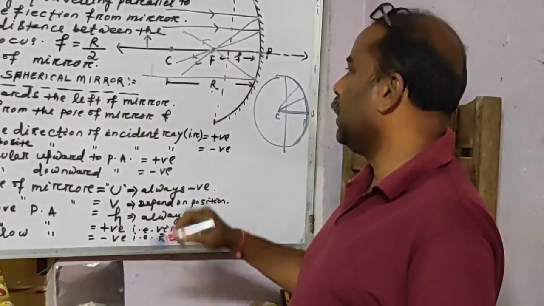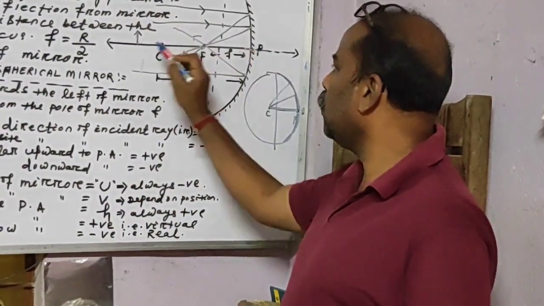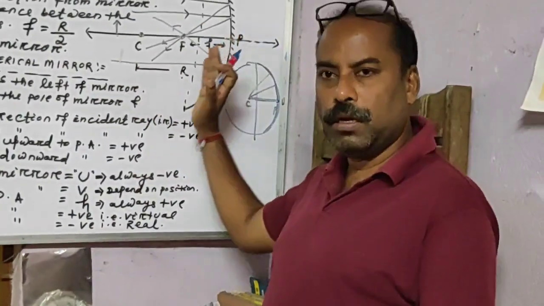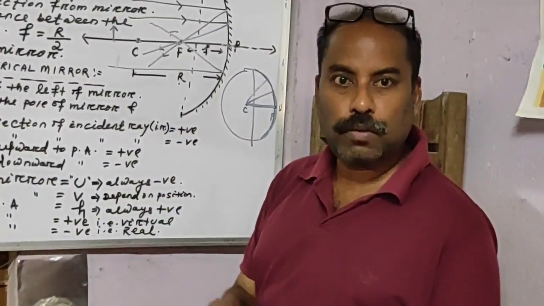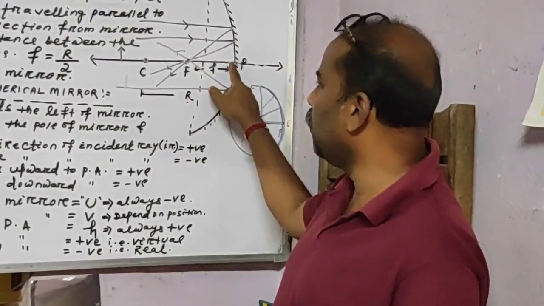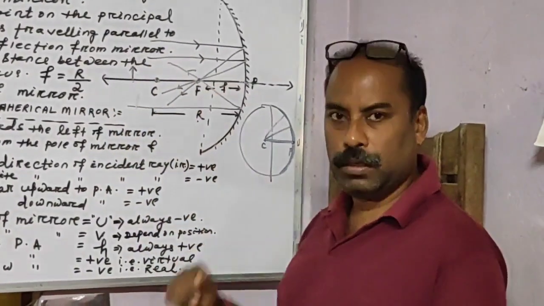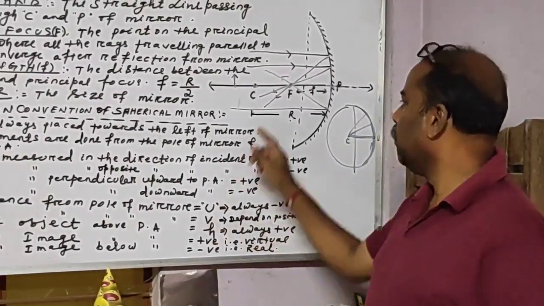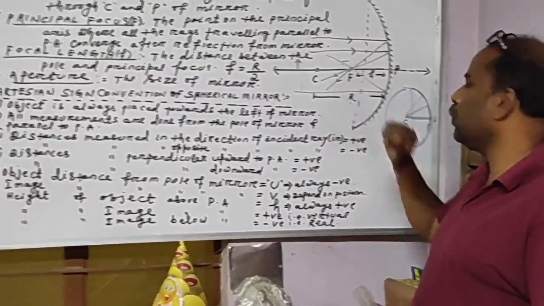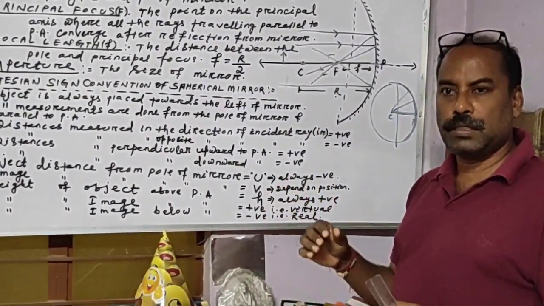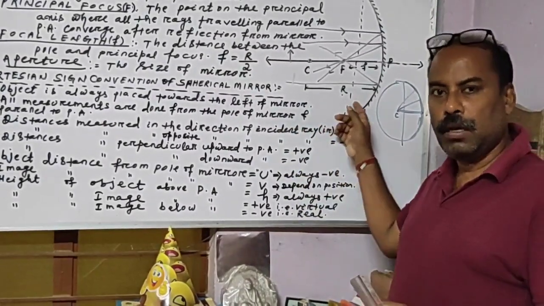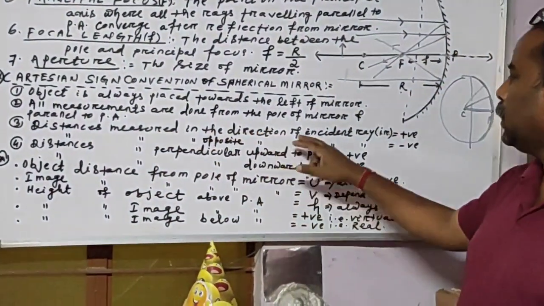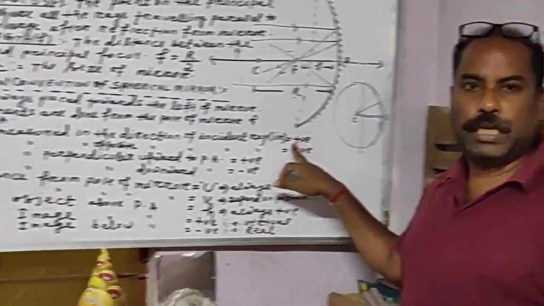The distance from the mirror to the object is called the object distance. To find out how far the object is placed from the mirror, we have to measure it. And to measure, we measure from the pole of the mirror to the object, not from the object to the mirror. That's why all the measurements, be it object distance, image distance, center of curvature distance, or focal length, are measured from the pole of the mirror as the origin point.